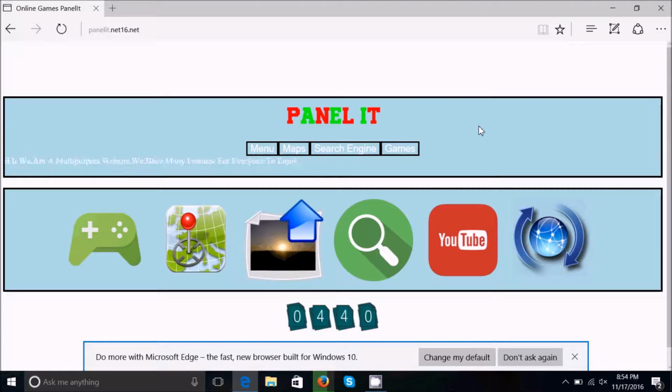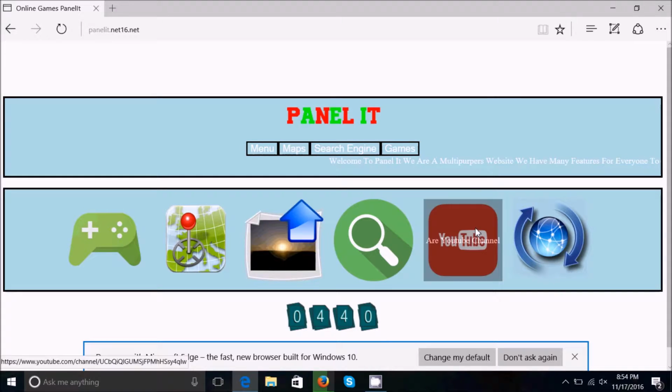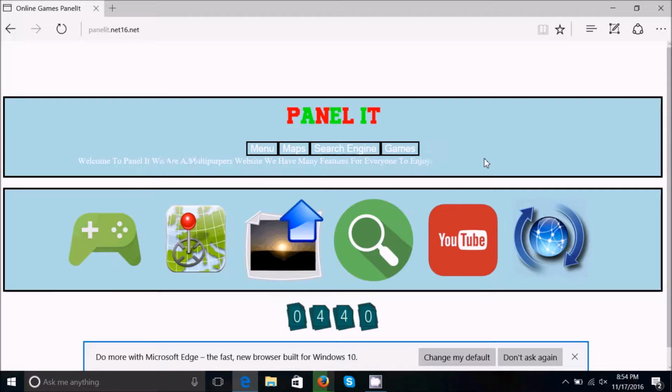Tip number two is basically to make a catchy website name. I know Panelit isn't really that catchy, but I've tried my best. And then tip number three is try and make the design stand out to the user.